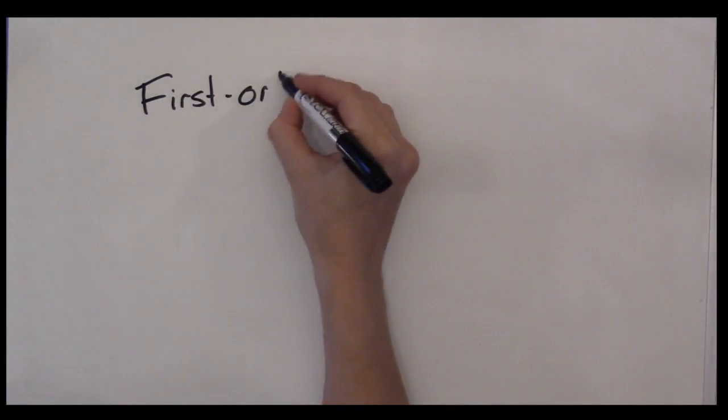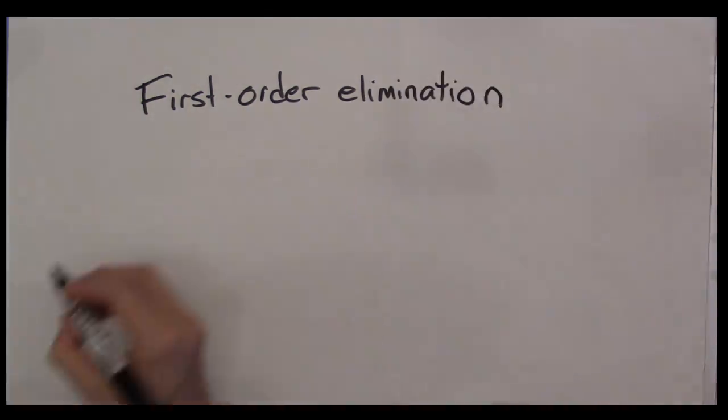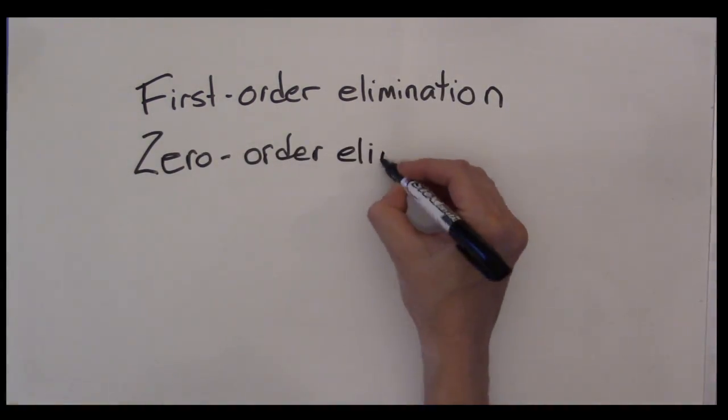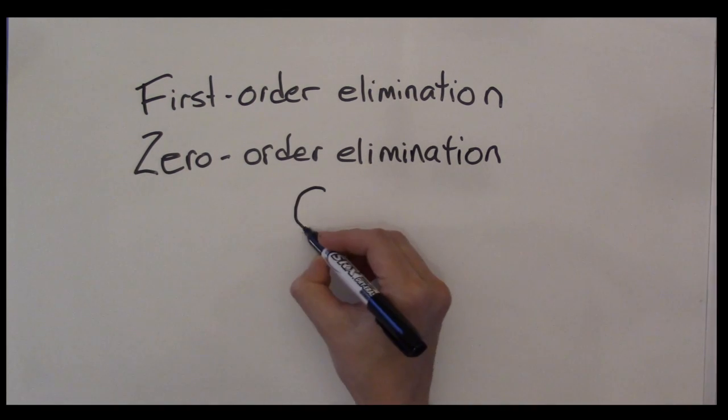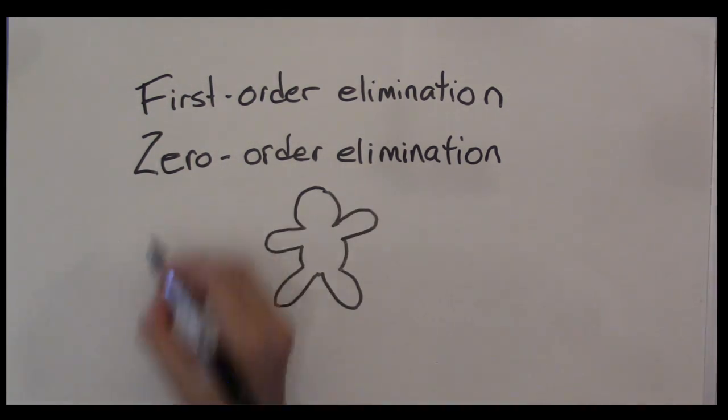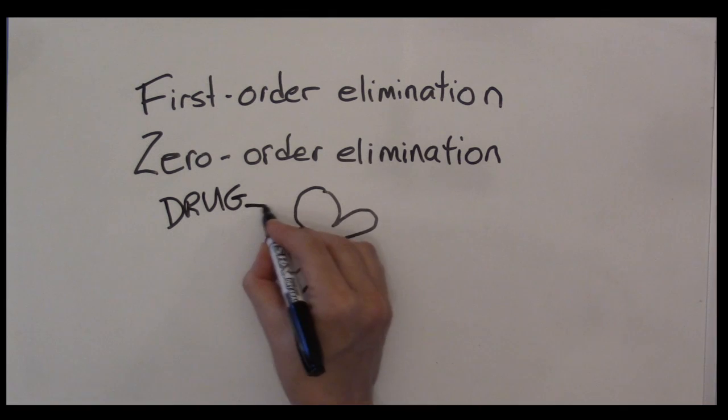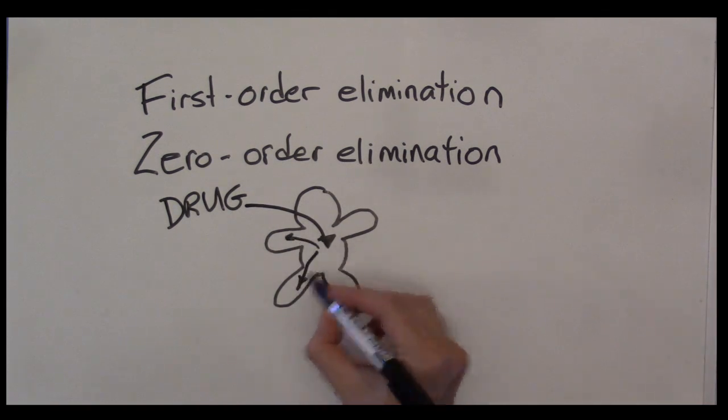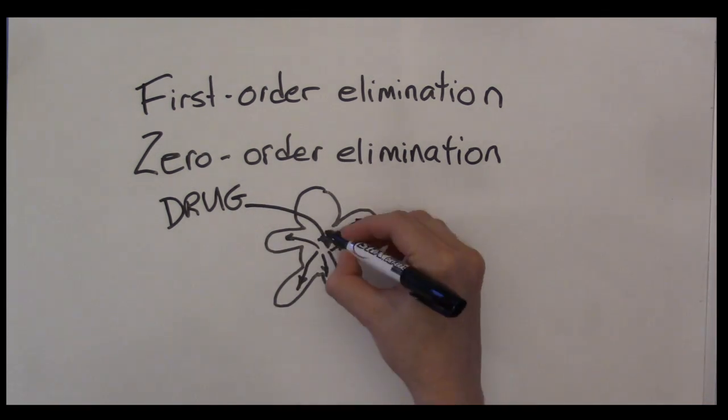I'm going to describe the elimination of a drug from the body under two different circumstances, one in which it follows first-order elimination kinetics, and one in which it follows zero-order kinetics. For both of these situations, I'm going to assume that the drug distributes evenly throughout the body after a single bolus dose has been administered intravenously.